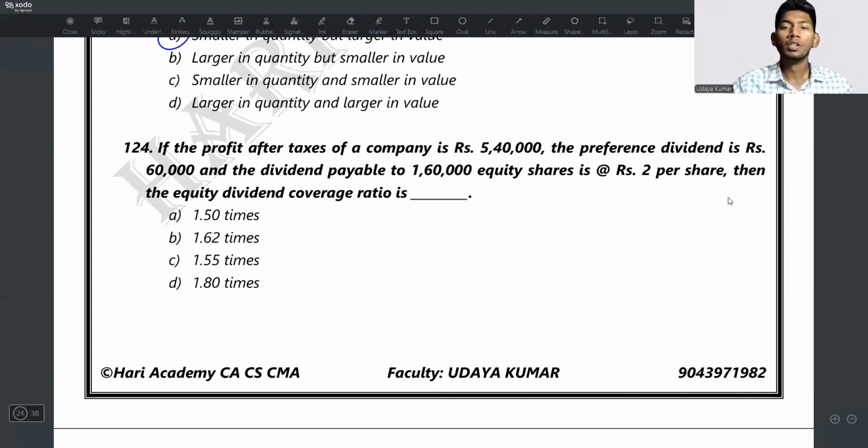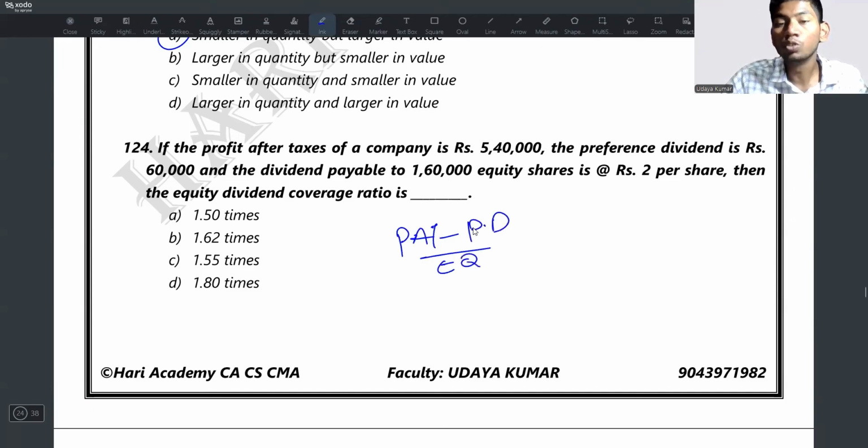Sorry for the interruption. In the given question, we are asked to find the equity dividend coverage ratio. Already you know the formula: PAT minus preference dividend divided by equity dividend. All the information is given in the question. Profit after tax is 5,40,000. And moreover, the preference dividend is 60,000.